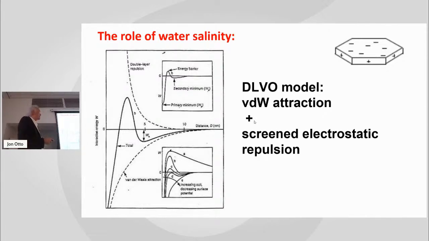Now, if you add salt to the system, then you get what is called electrostatic screening, because there are going to be cations here that screen these charges, so the charges are not seen as well from one platelet to another.